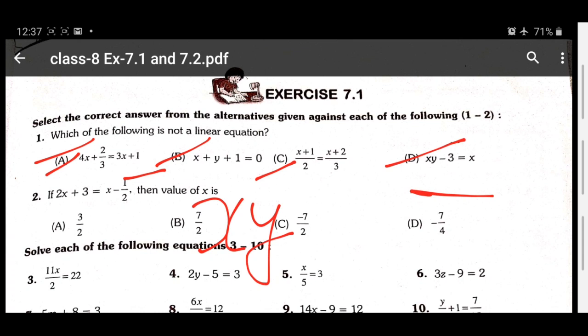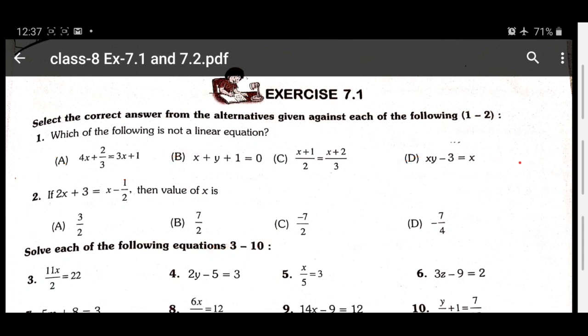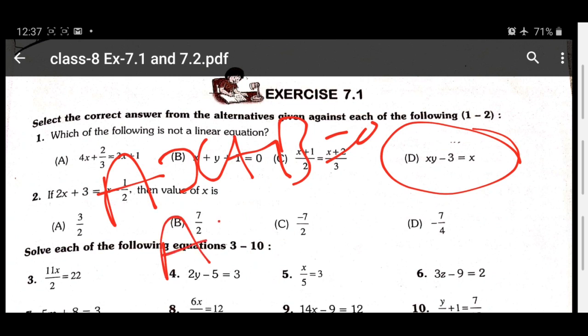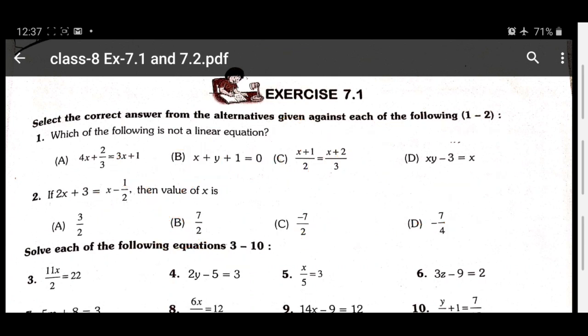So option D is correct. It is not a linear equation because x, y come together. It is not of the general form ax plus b is equal to 0. It is not of the form ax plus b is equal to 0. So it is not a linear equation.